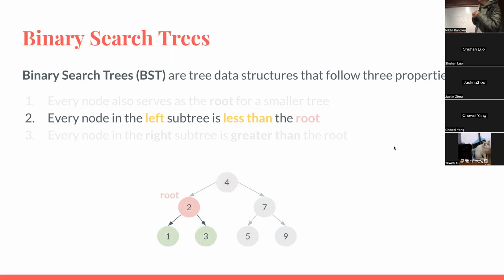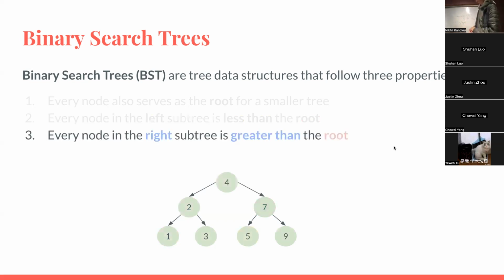The same thing goes if we make 2 our root, right? Everything on the left is also less than it, so the value of 1 is less than 2. And if we make 7 our root, the same thing applies: 5 is less. Cool. And then the last property is that everything on the right side is greater than our root, so it's just the opposite of number 2.